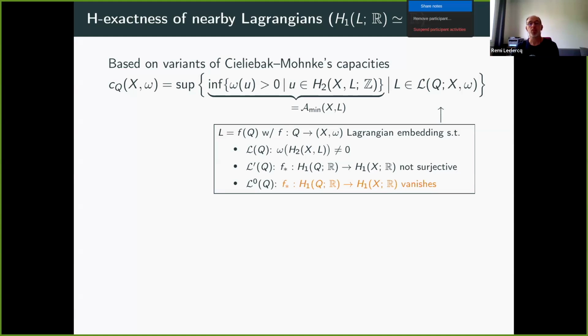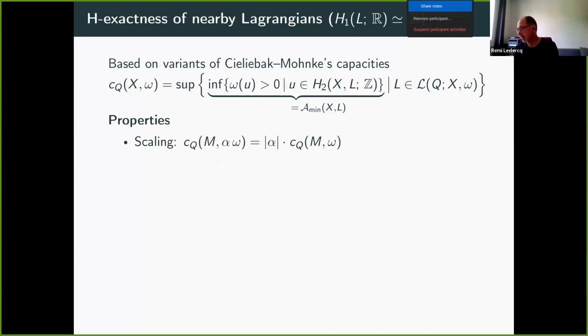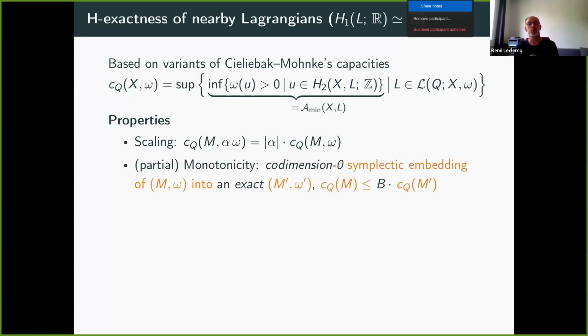Okay? So I'm saying this is a capacity, and it's not quite a capacity in the sense of symplectic capacities. In particular, it doesn't have all the properties needed for the axiomatic definition of symplectic capacities, but it has some which are going to be sufficient for us. The first one is scaling, right? The one you expect. If you multiply the symplectic form by a constant alpha, then the capacity is going to be multiplied by the absolute value of alpha. Excellent. Then it has a partial version of monotonicity.